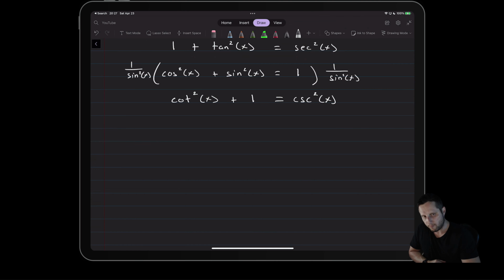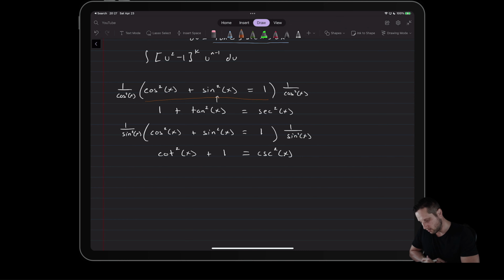So all you need to do is start from this right here, this identity that pretty much all of you are going to know if you're doing integrals like this, and then you just multiply it by either 1 over cosine squared or 1 over sine squared, and it'll drop out these identities that are going to be helpful when you're making your substitutions in these problems.